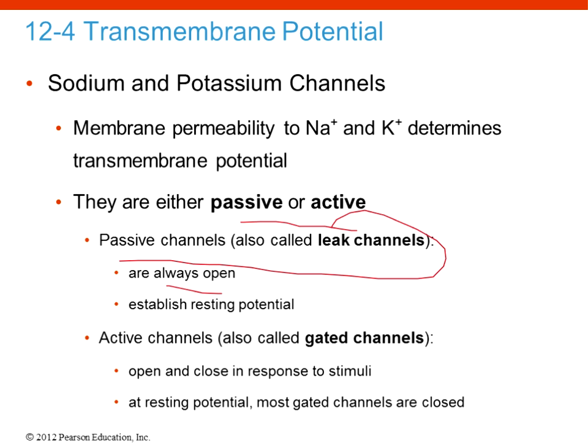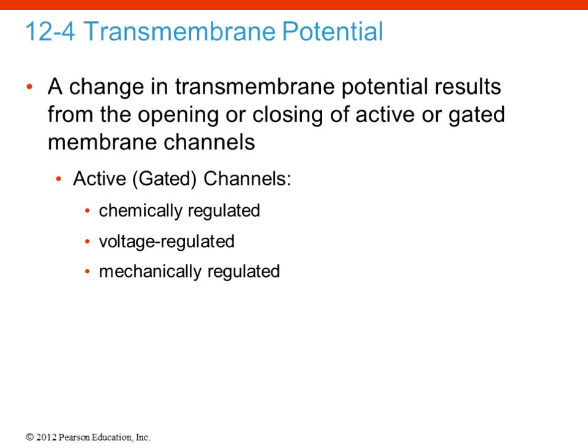So these membranes have sodium and potassium channels, and they're either passive or active. Passive channels, also referred to as leak channels, are always open, and that's what helps establish this resting potential, this negative 70 millivolts. But we also have active channels, or gated channels. These are closed at resting potential, but they will open if you have some sort of stimulus. That's what we want to look at, these active channels, because if they open, then you're going to allow positively charged ions into the cell, which will result in a depolarization, making that negative 70 a more positive charge.